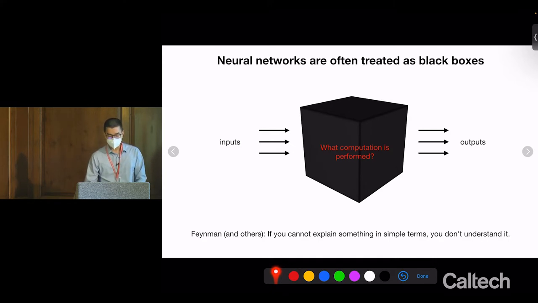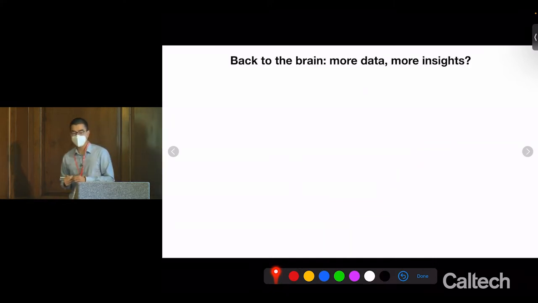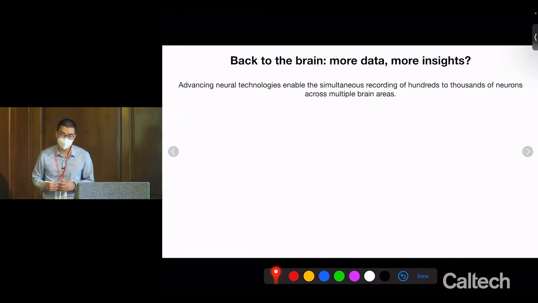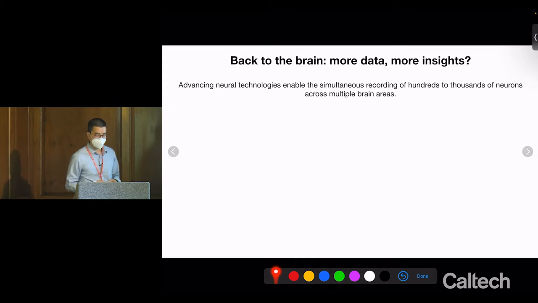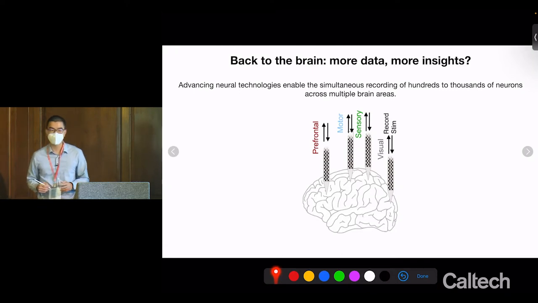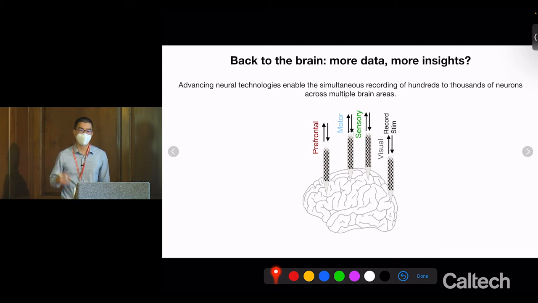So now returning back to the brain, in the past decade, we have seen advancing neural technologies that enable us to record from hundreds to even thousands of neurons across multiple brain areas. And so there was this Nature 2019 paper by Nick Steinmetz and colleagues, where they recorded something like 30,000 neurons across 42 brain areas. And we are getting increasingly more and more massive data sets.